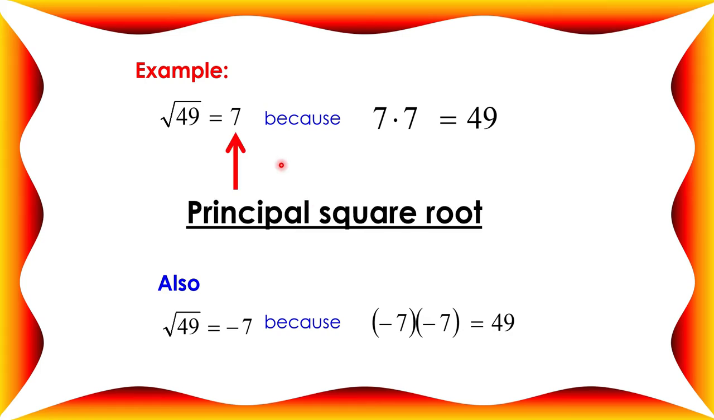And this 7, this positive number or this positive root, is what we call the principal square root. So again, in taking the square root of a number, we have two answers. It's either positive or negative. But if we talk about the positive root, that is what we call the principal square root.